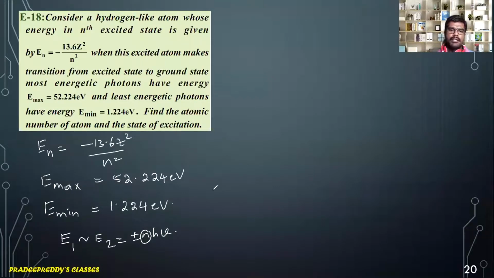So I am considering that E maximum is a transition where I am writing E1 divided by n square minus E1 is equal to 52.224 electron volt. This is the maximum. From some nth orbit, it is undergoing a transition to the first energy level, so you are getting maximum energy.